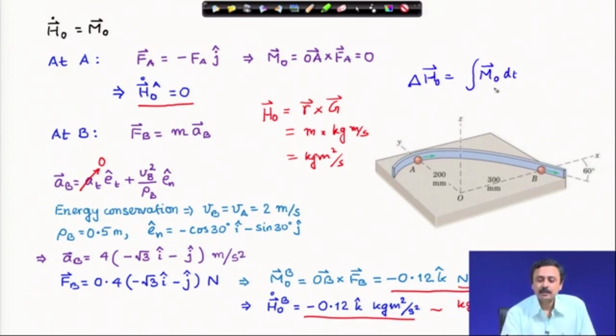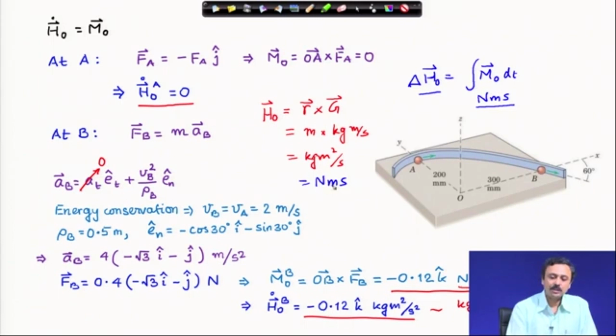From here also you can find the units of angular momentum. Newton meter is the unit of moment and second is the unit of time. When you integrate, it is moment times time. Therefore, H also has this unit Newton meter second, which you can change, Newton to kg meters per second square, and get the same unit. Therefore, you can find this angular momentum being expressed in various kinds of units.